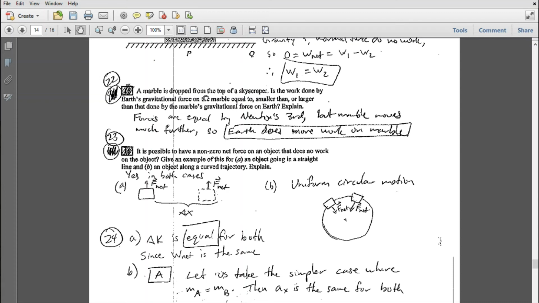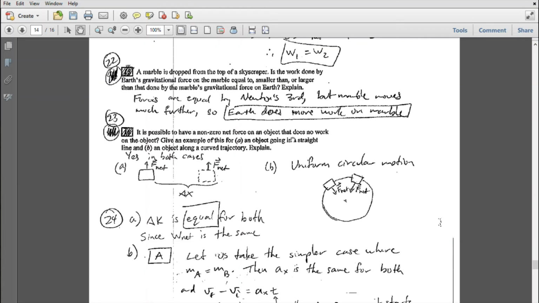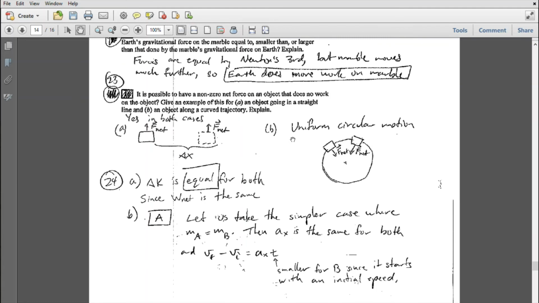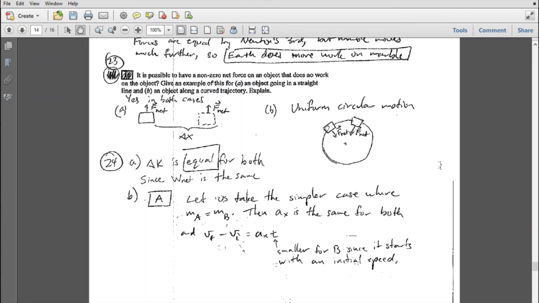That's Newton's third law. The Earth is hardly moving at all, so the marble's force is hardly doing any work, whereas the marble is moving a lot, so the Earth's force on the marble does a lot of work. So the Earth's force on the marble does more work on the marble than the marble's force does on Earth, because Earth is not moving essentially at all. It does move a tiny bit, but it's negligible because of its large mass. It just doesn't accelerate very much.